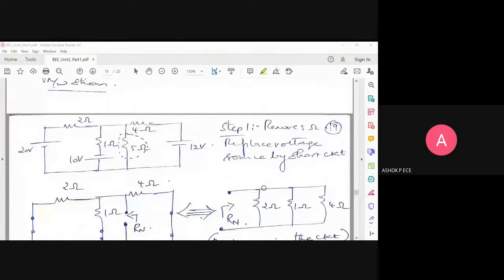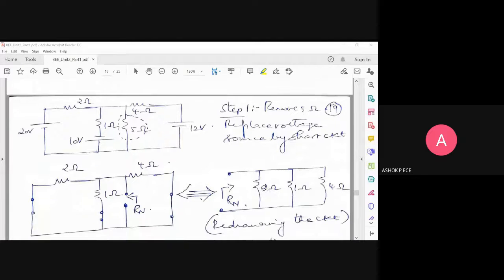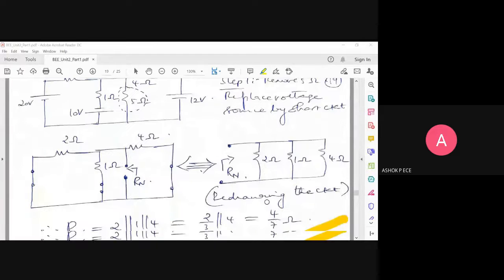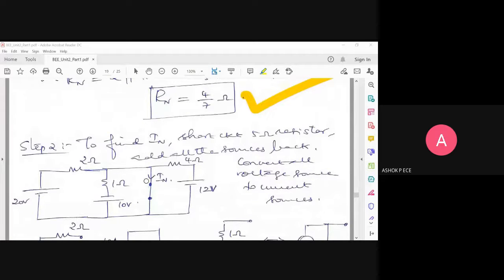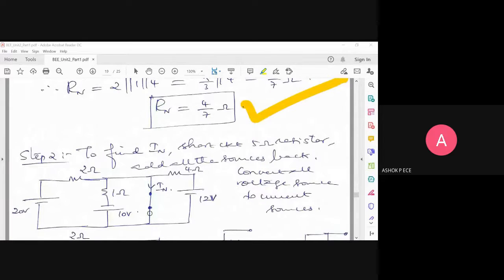Now you do step 2. Step 2 is you have to add back all the sources and short circuit the load, and draw the circuit first. See, this was open to find out RN. Now you short circuit that and insert all the voltage sources into your diagram. This will be your diagram, and mark the current IN. This is very, very important. Mark the current IN.